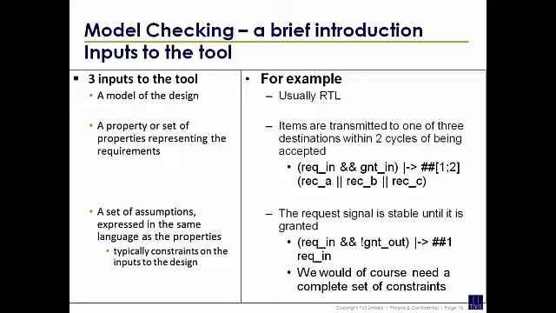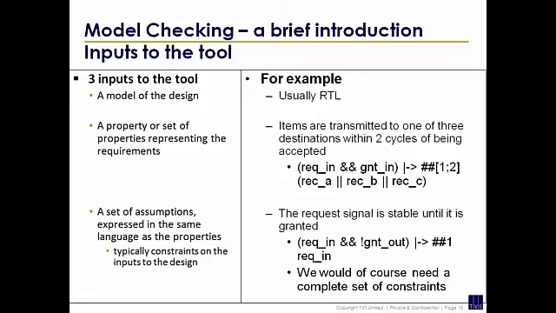Items are transmitted to one of the 3 destinations within 2 cycles of being accepted. So I requested the bus, I got the bus, and within 1 or 2 cycles it got to one of its destinations, A, B or C, which received it. That's a SystemVerilog assertion. Don't worry too much about the syntax, but hopefully you can see that's quite a powerful thing to say. If I make a request and I get a grant, then within 1 or 2 cycles, that packet has to be received at one of these 3 destinations. And if you can prove that, it's a very, very powerful thing to prove about your design.